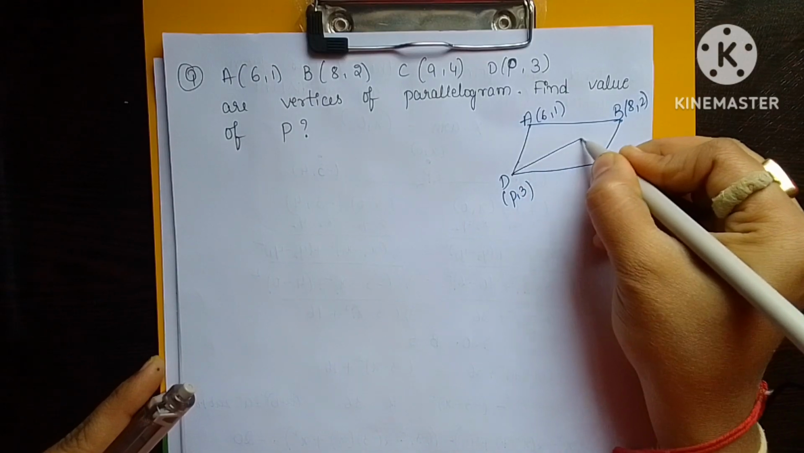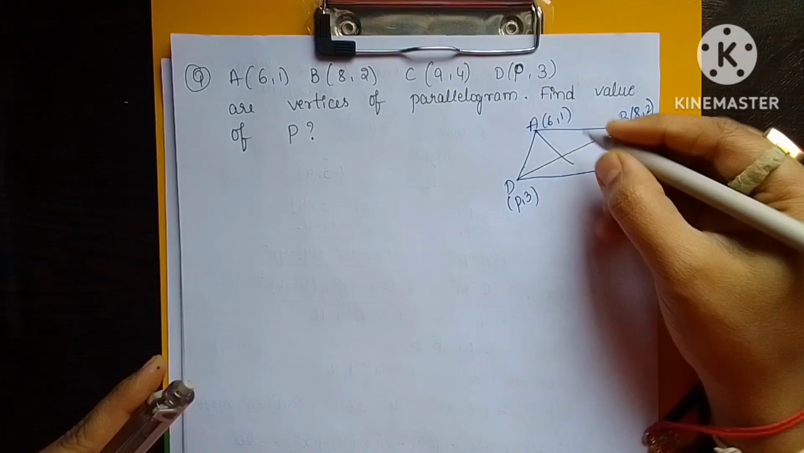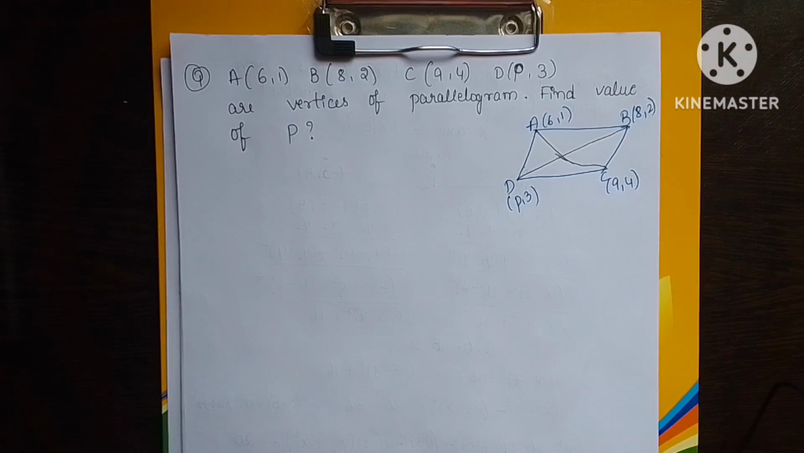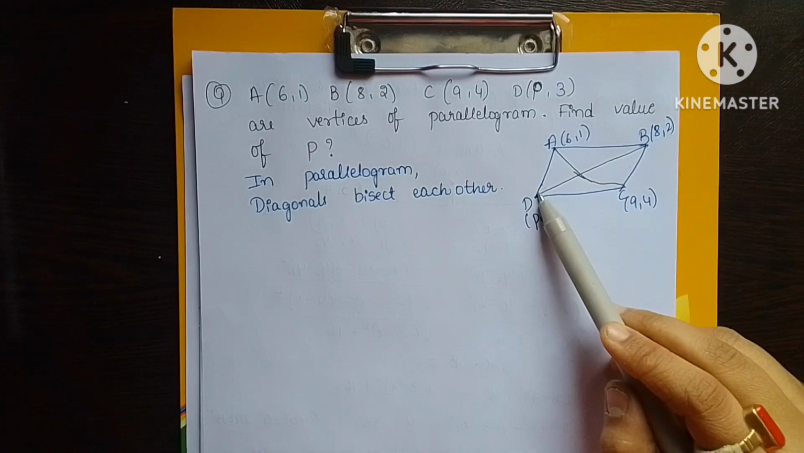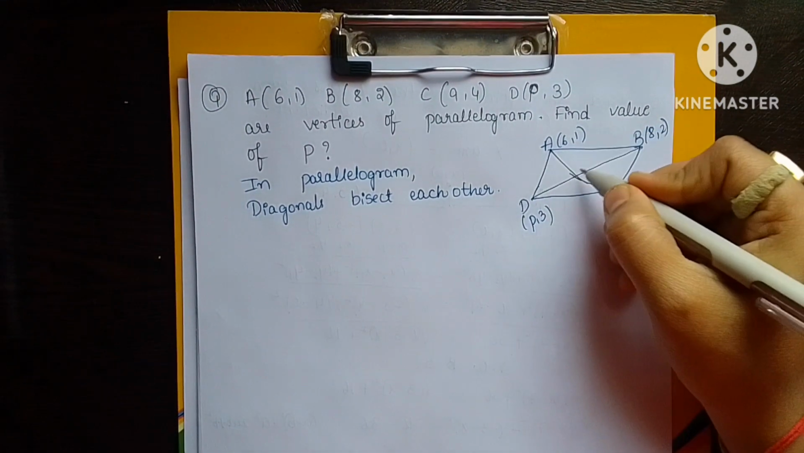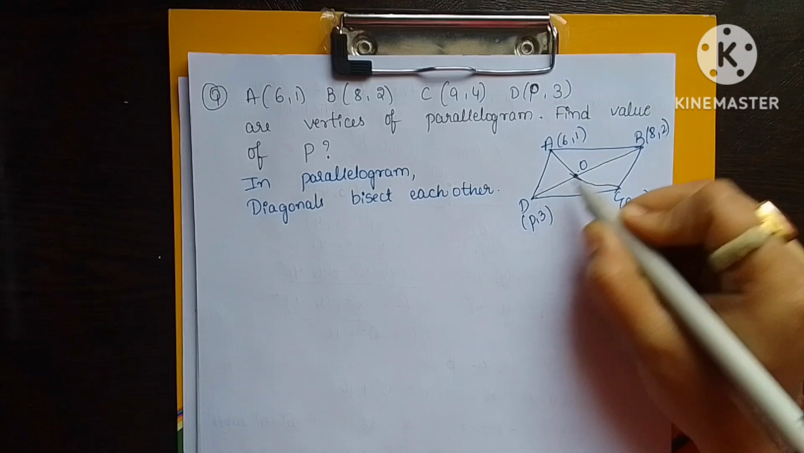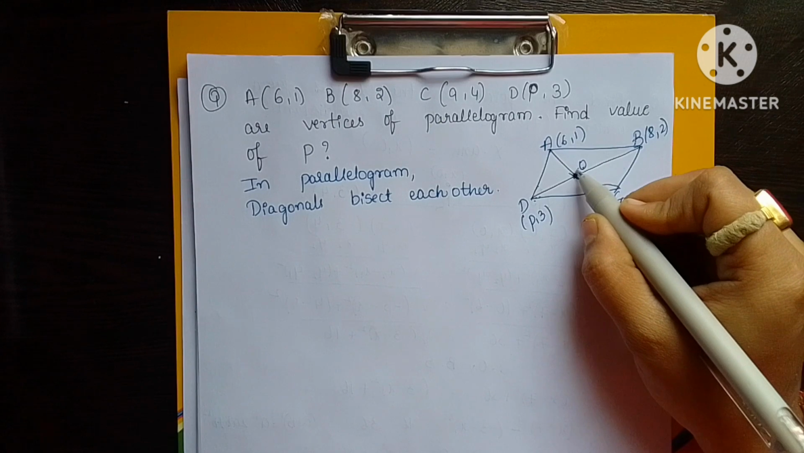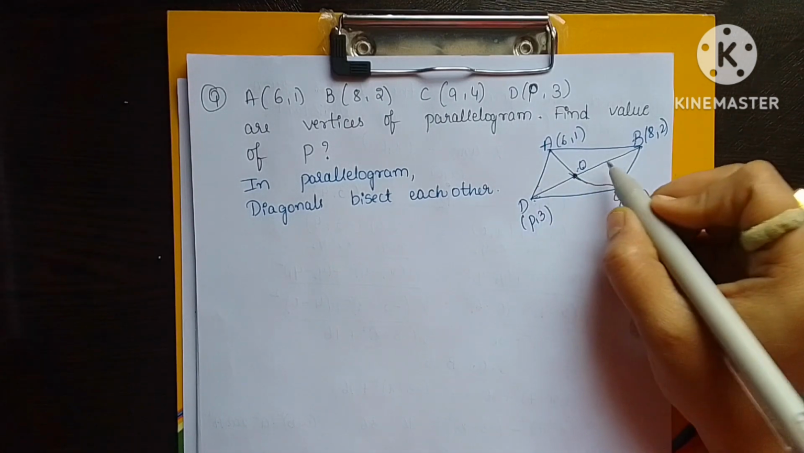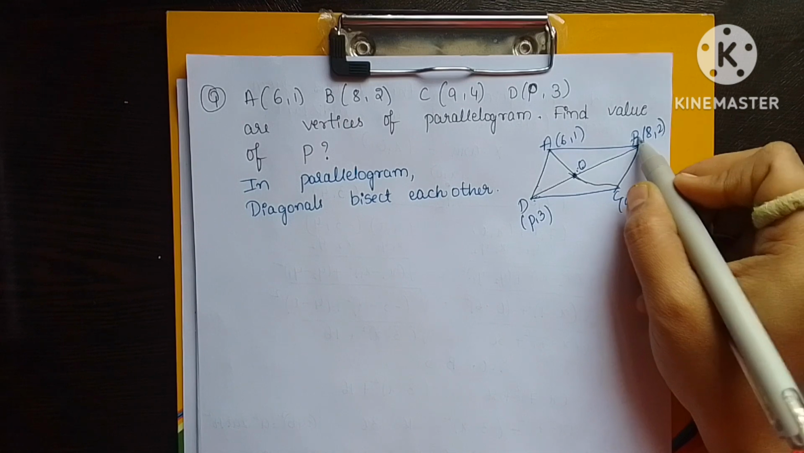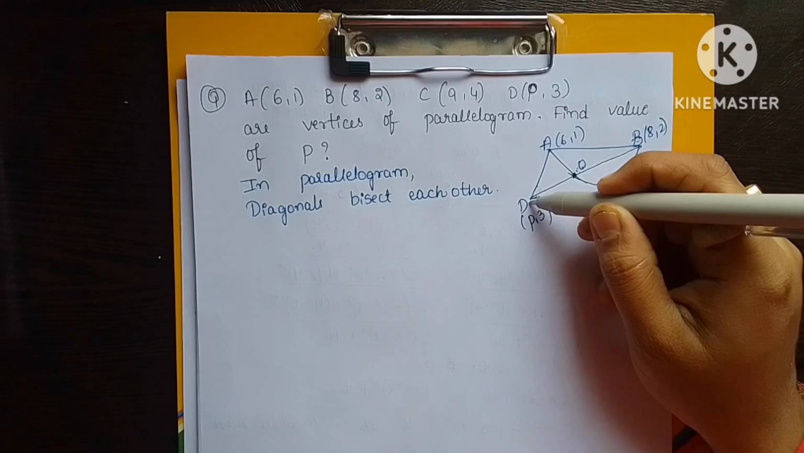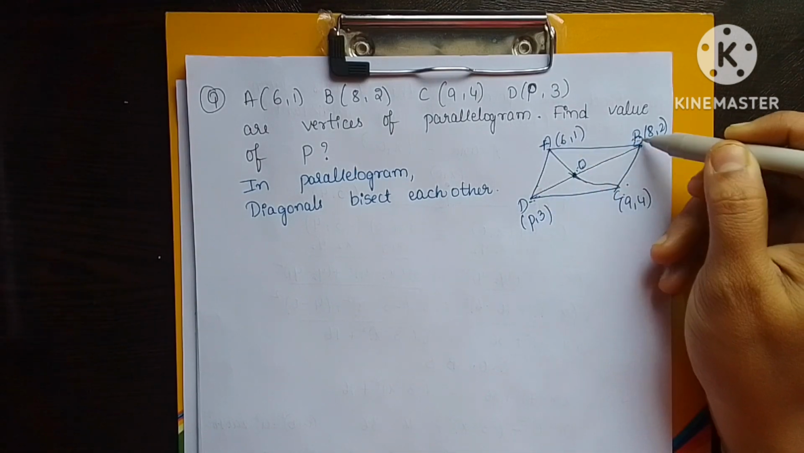Diagonals bisect each other. So diagonals bisect each other means we have to write first now. If the diagonals bisect each other, then the distance OD is equal to OB, meaning the midpoint of AC is equal to the midpoint of BD. Coordinates of the midpoint of AC is equal to that of BD.